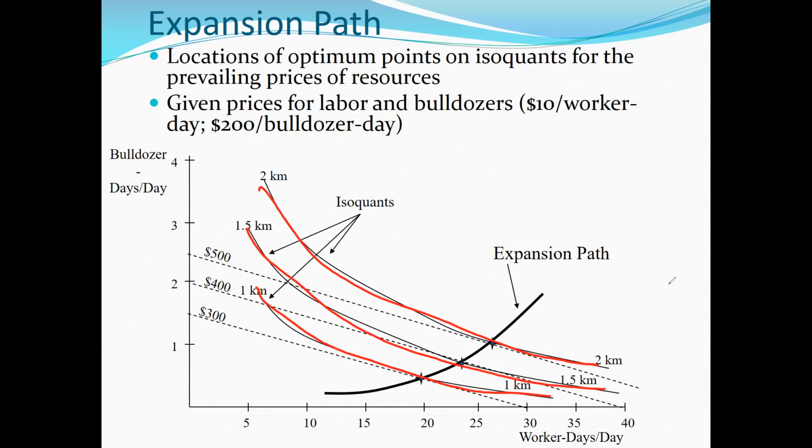So these are the isoquants. This is where you start. You come up with the isoquants, basically the combinations of bulldozers and workers that give you the same amount of road. The bottom isoquant is for 1 kilometer of road, the middle one is 1.5 kilometers, and the top one is 2 kilometers.